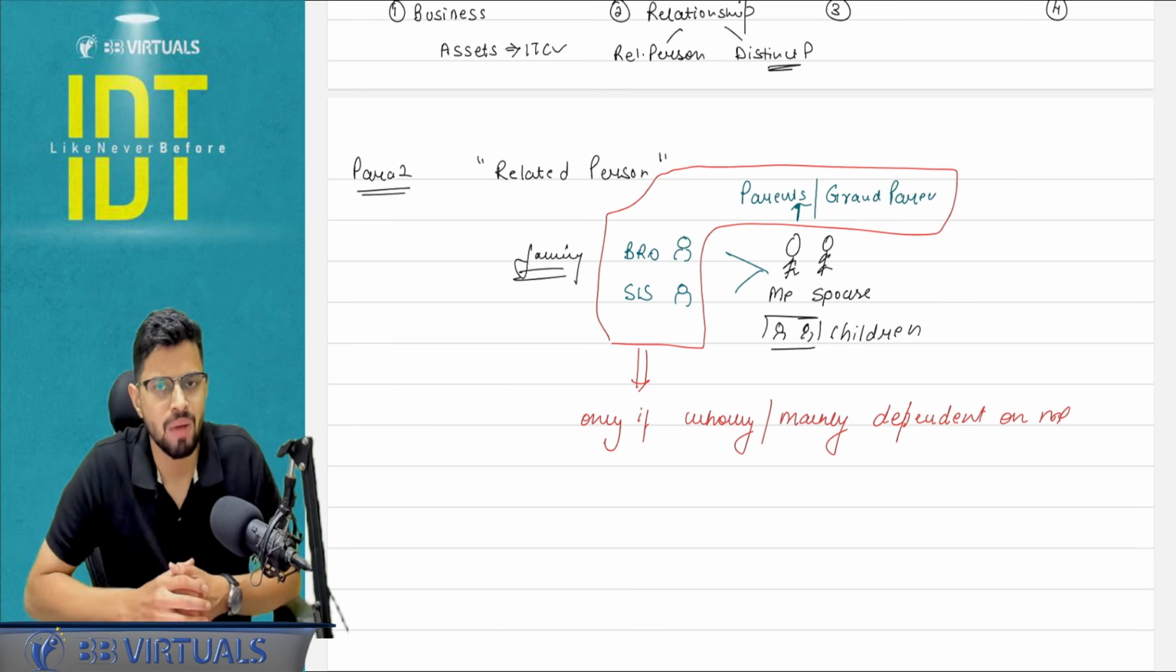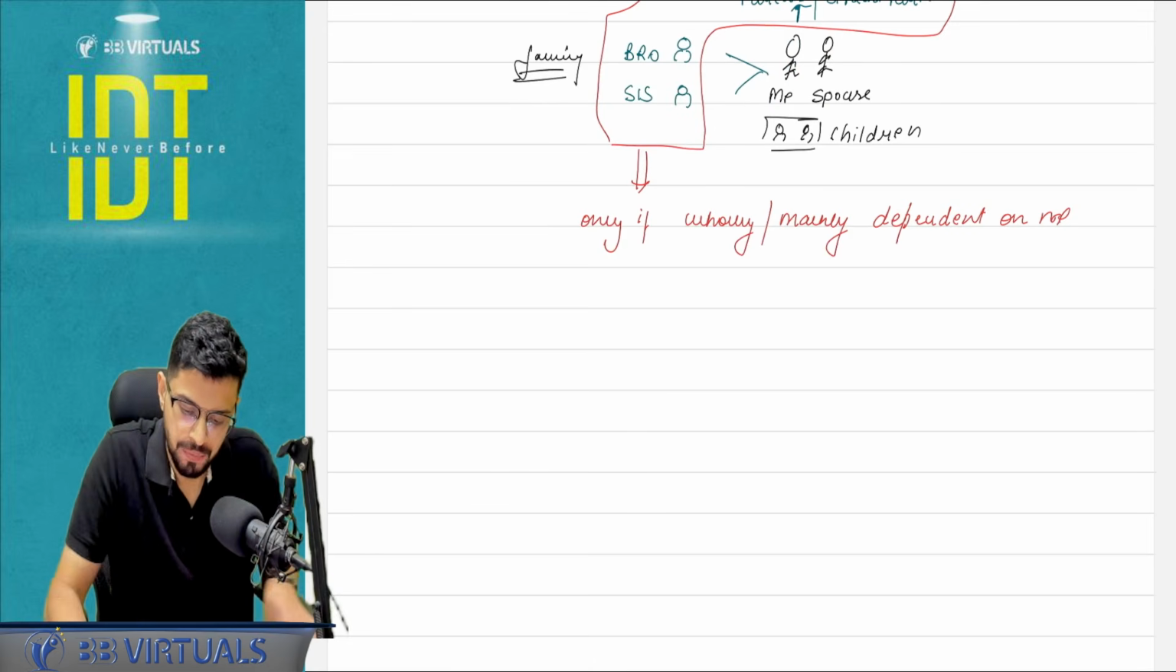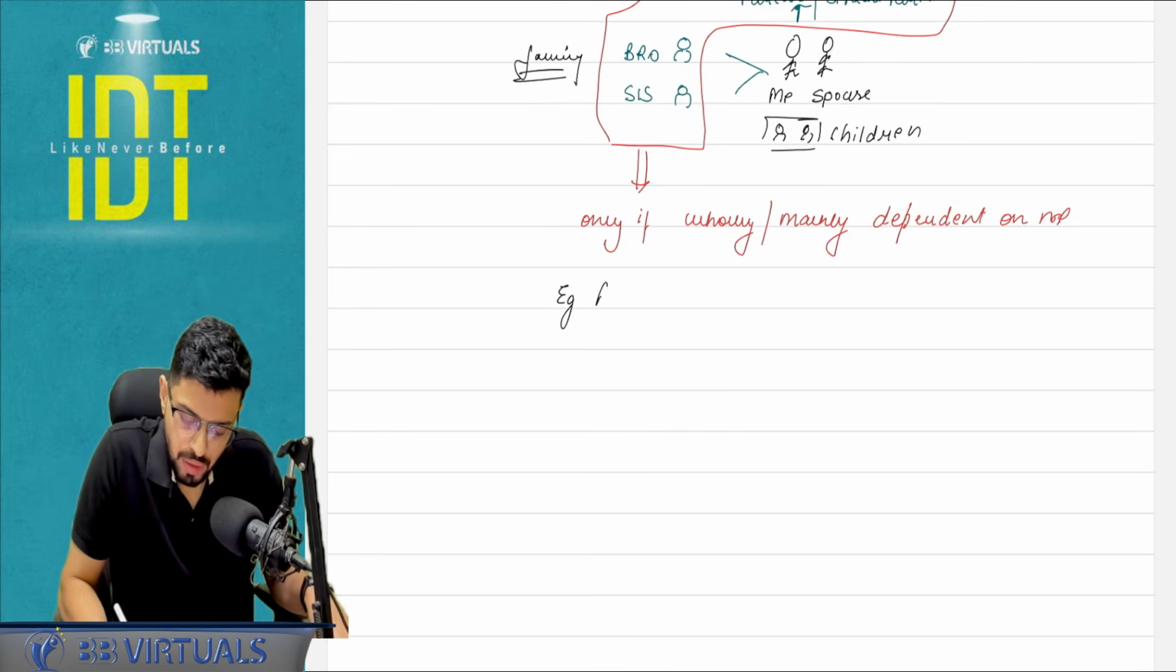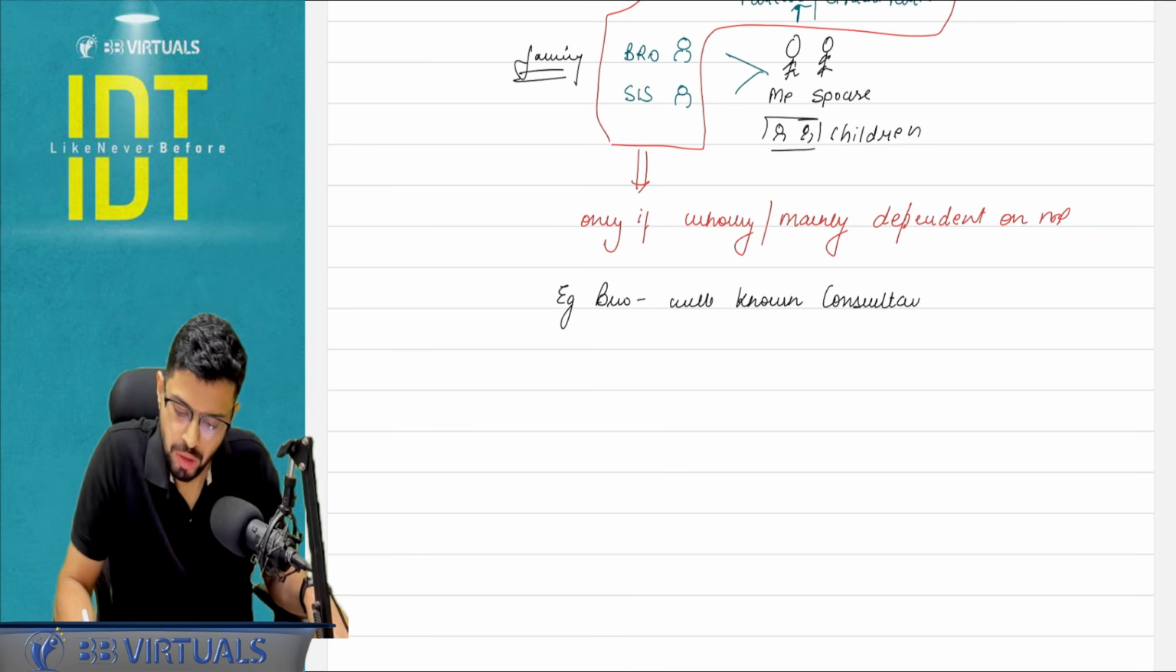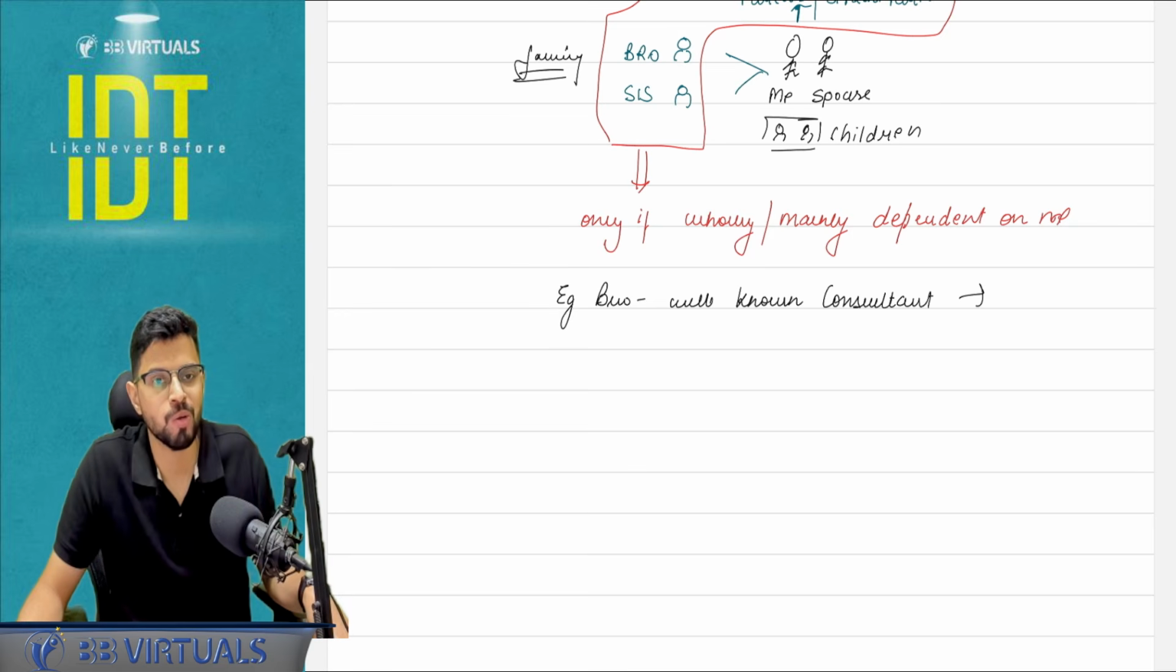Now, ICAI is very smart. They will not state this directly. They will state, for example, that your brother is a well-known consultant. So obviously he is not dependent on you. So obviously he is not a related person. He is not a part of your family, not a related person.